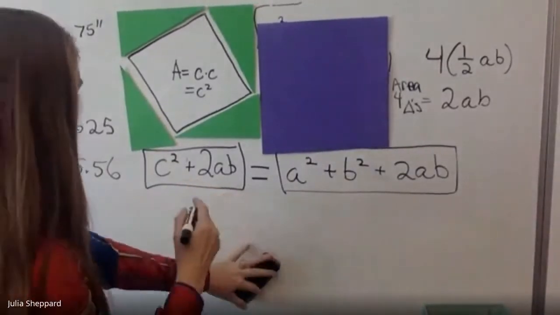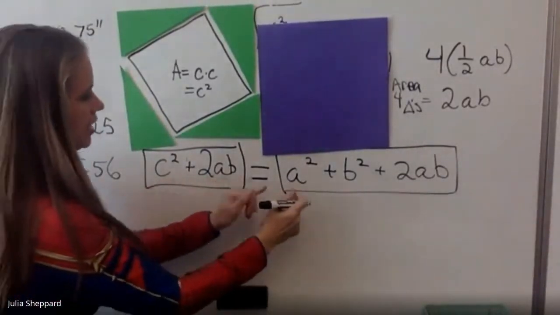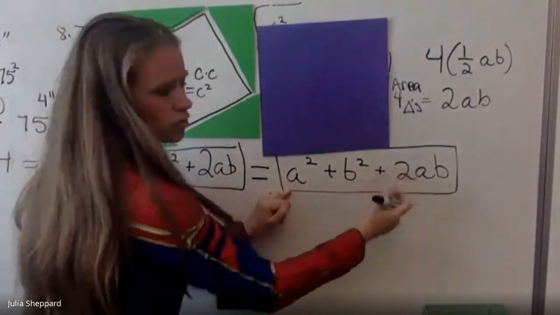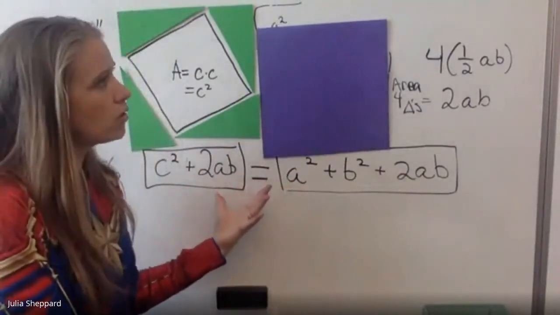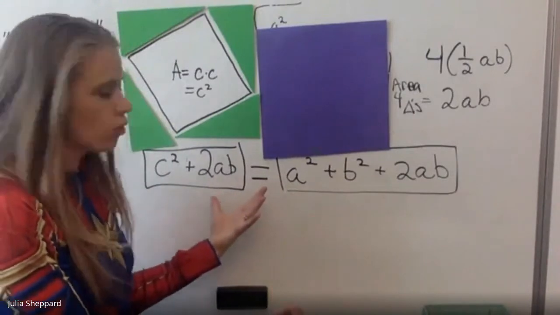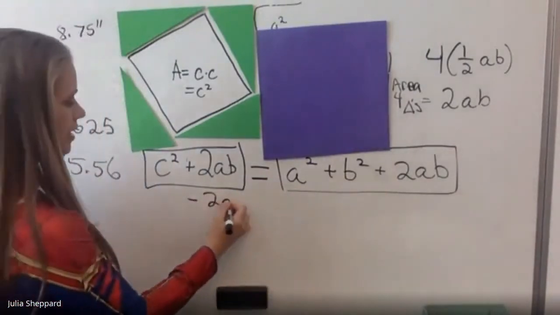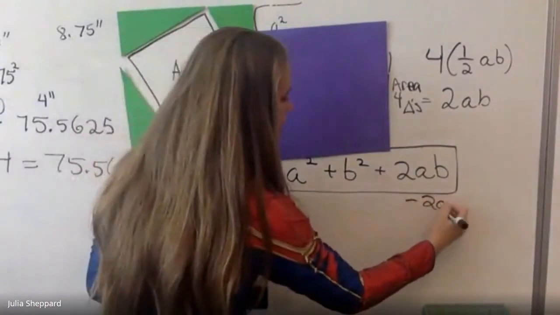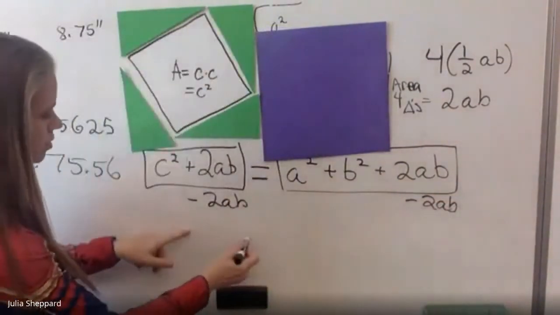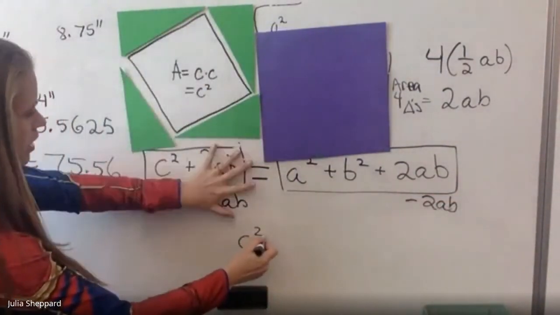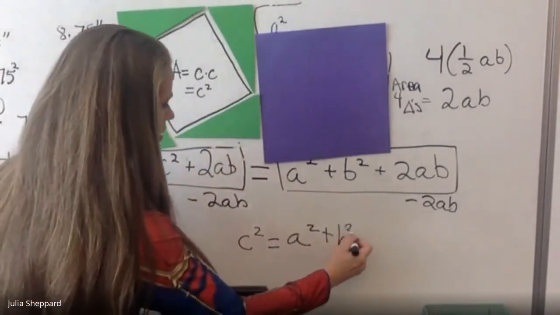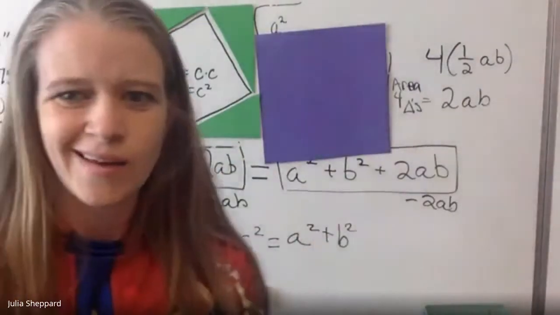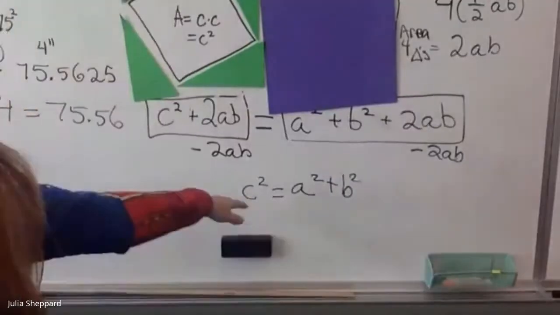Then look at here. We have c squared plus 2ab equals a squared plus b squared plus 2ab. But I'm like, oh yeah, we have our subtraction property of equality. So I could just subtract 2ab from both sides, and it should be equal. So if I subtract this, it goes away, and then I get a squared plus b squared. What? That's so weird. That's the Pythagorean theorem.